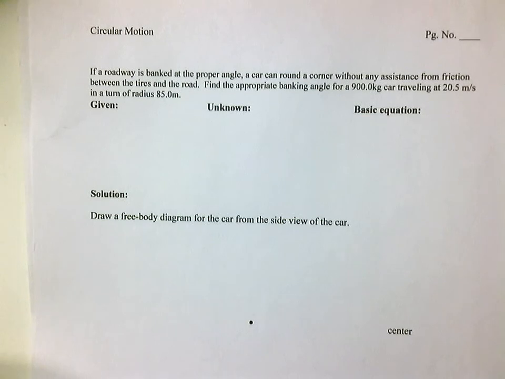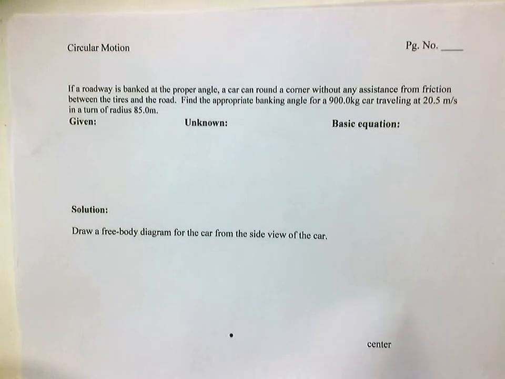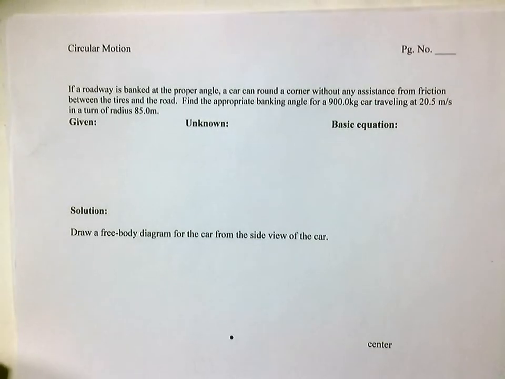Okay, in this video, we're going to do the last example, which is a banked curve problem. If a roadway is banked at a proper angle, a car can round a curve without any assistance from friction between the tires and the road. Find the appropriate banking angle for a 900 kilogram car traveling at 20.5 meters per second in a turn of radius 85.0 meters.